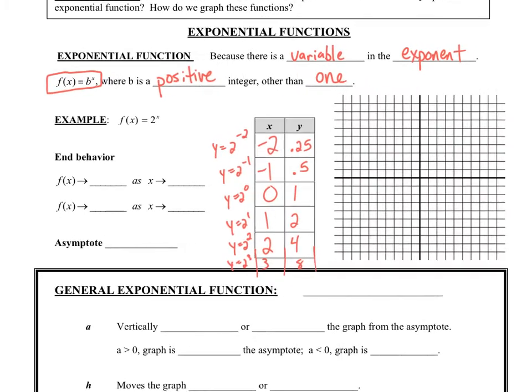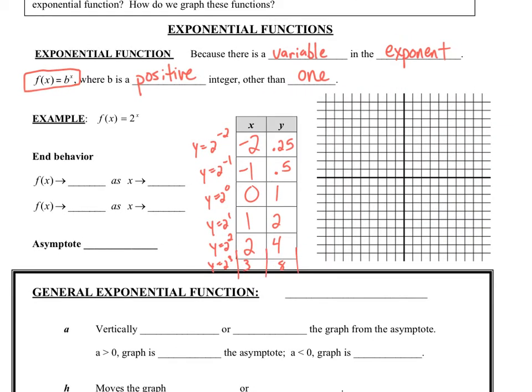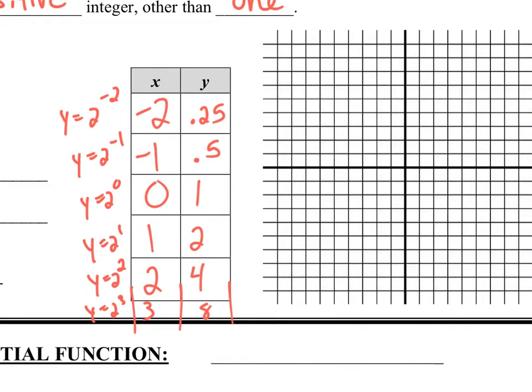So if we were to graph this, we would have -2, 0.25. That would be right about here. And when we have decimals, you just kind of roughly put them where they should be. -1 is up at 0.5. 0 is at 1. 1 is at 2. 2 is at 4. And 3 is at 8. 1, 2, 3, 4, 5, 6, 7, 8. So this exponential function is going to come down. It is going to curve and flatten out. It's going to look like this.